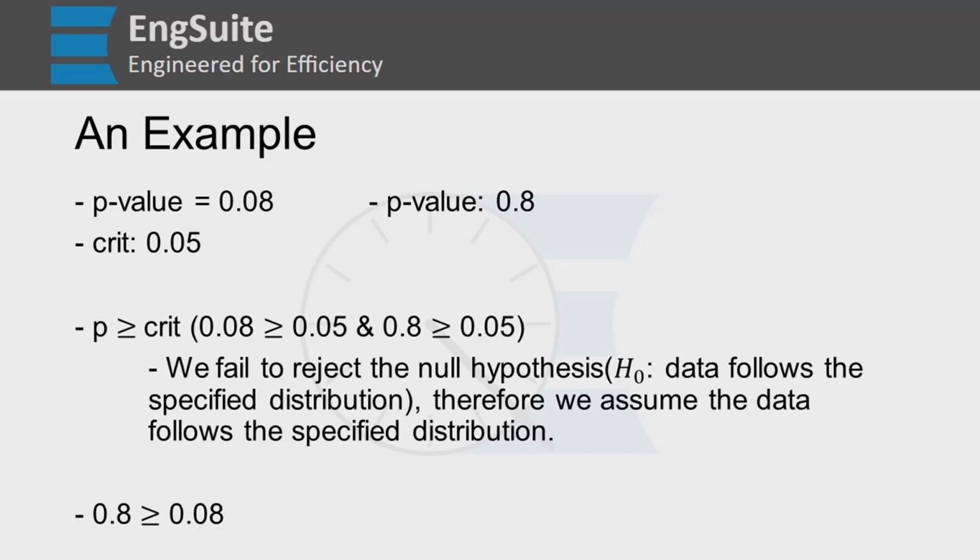Both of those values are greater than or equal to our critical value of 0.05. In both cases, we fail to reject the null hypothesis, and therefore we assume that the data follow the specified distribution. Your customer is going to be a lot happier, and you will be a lot happier with the p-value of 0.8 as opposed to the 0.08, because even though they both pass, one of them is a much safer pass. To put it in terms that an engineer generally is more familiar with, let's talk capability.